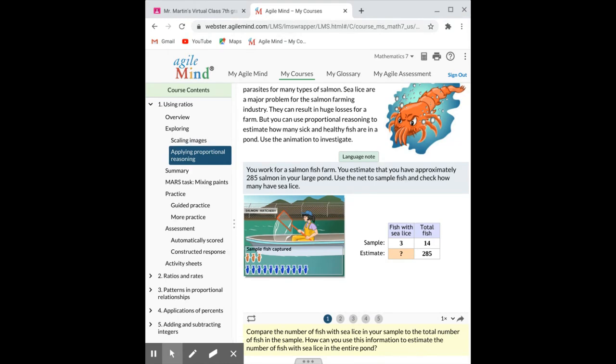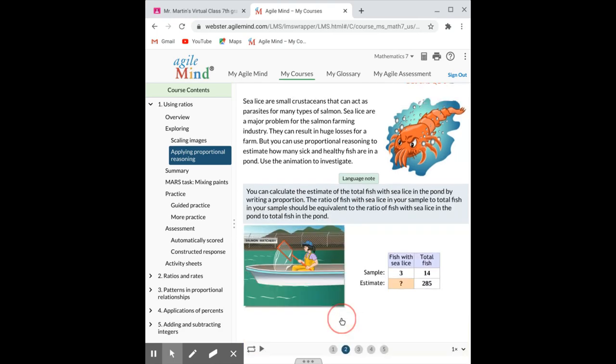So we need to figure out about how many have lice out of 285. All right. So it says compare the number of fish with sea lice in your sample to the total number of fish in the sample. How can you use this information to estimate the number of fish with sea lice in the entire pond? So what do we need to do? What do we need to find? Maybe the scale factor? You are 100% correct. All right, so let's take a look at our next slide.